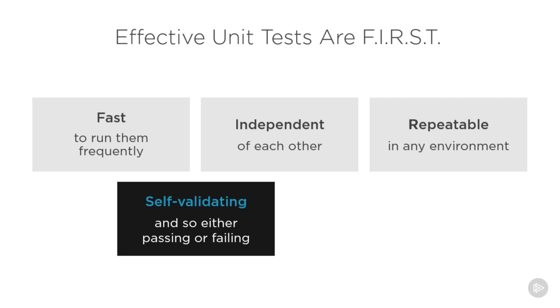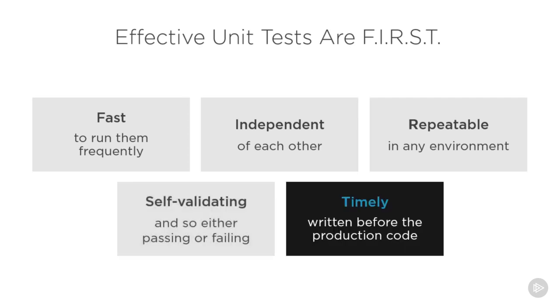The last character of the FIRST mnemonic stands for timely. This tells you when you should write your unit tests. You should write them timely to the production code. In the best case, you should write them before the production code. If you write your tests after the production code, you might find it hard to write the test. And maybe you have even written the production code in such a way that it is not testable. So writing the tests before the production code makes sure that you design the production code in a testable way.